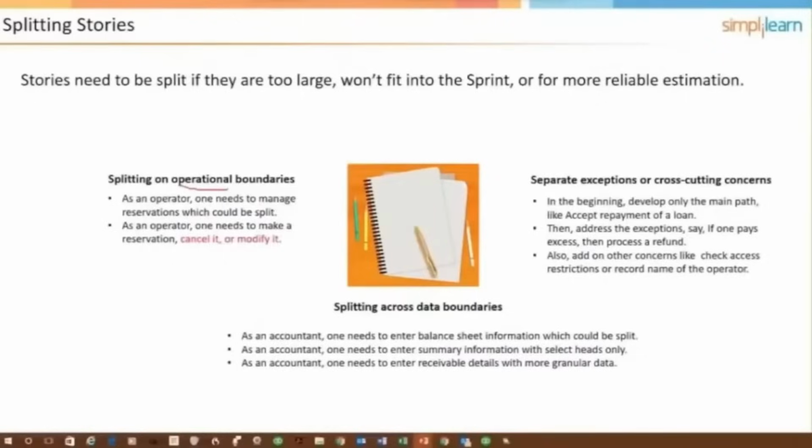You could also separate based on exceptions or cross-cutting concerns. For example, in the beginning, develop only one main path, like accept repayment for a loan. Then address exceptions, like what if a person overpays? Then come up with a user story that recognizes that and processes a refund, or gives the option of allocating the overpayment to a future payment or something like that. And then also add on other concerns like check access restrictions or record name of operator.